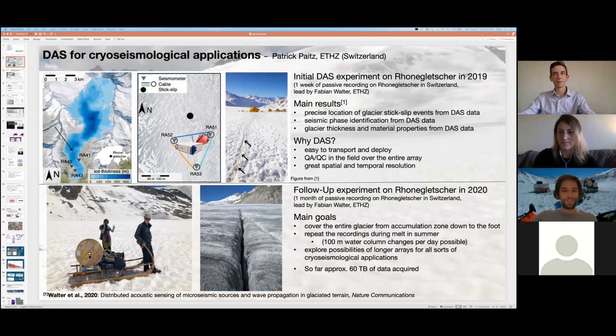Therefore we needed some more advanced deployment methods, as you can see on the bottom left. I think this sled is twice my age. We used that to deploy the fiber over the entire glacier, basically from top to bottom, and repeated the recordings during summer throughout the whole month. The goal there was really to sample the entire glacier and explore all possibilities of these longer arrays for all sorts of cryoseismological things. And yeah, we're out of time and have to move on to the next speaker. Yes, we'll be strict.